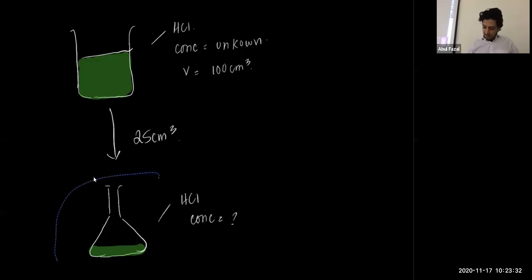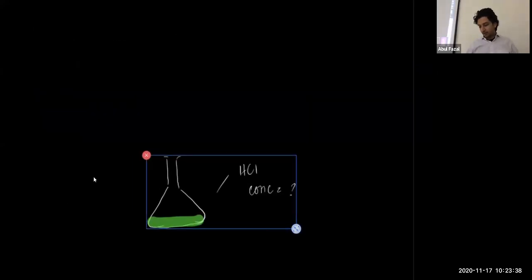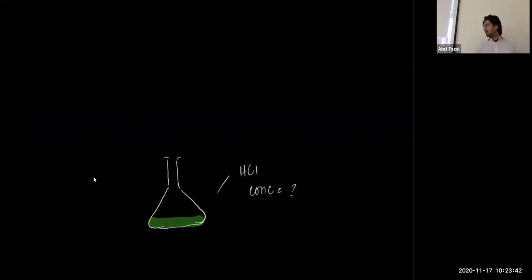You take this, you put it over here. Now I'm showing the acid is green. Most acids and alkalis are just colorless.